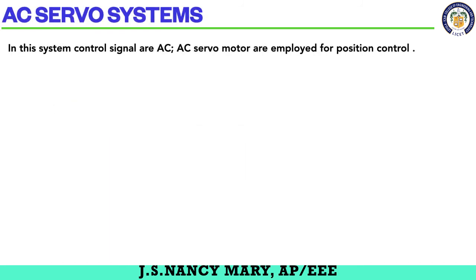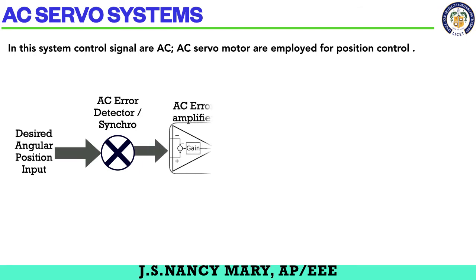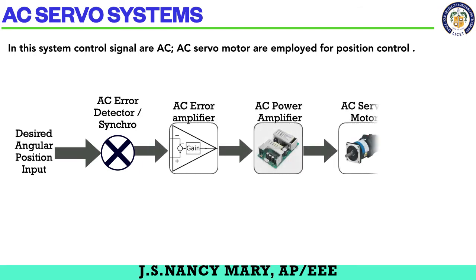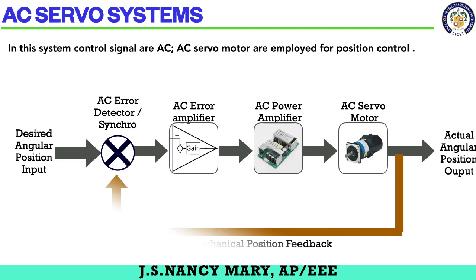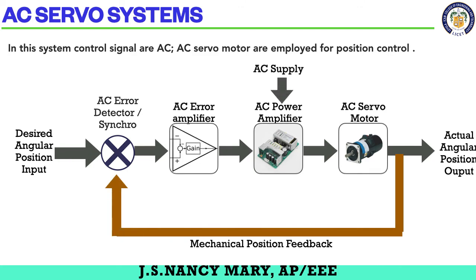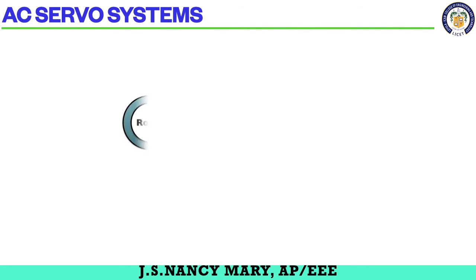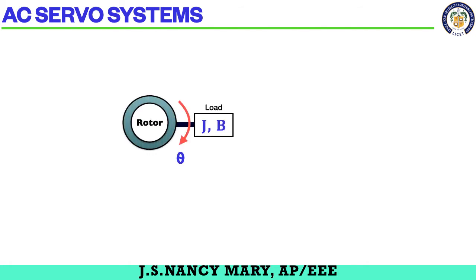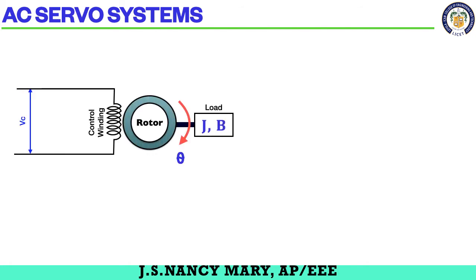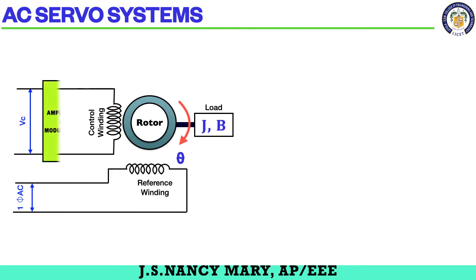Now we will move on to the AC servo systems, which have an AC signal. After the angular position, you will have the AC error detector, AC amplifier, AC power amplifier, and AC motor. Now I will have a feedback. Now I replace it with everything. The system has a rotor and the control winding, and I'll have a reference winding. I'll have an amplifier and a modulator in the control winding, which will give the control to the reference winding.